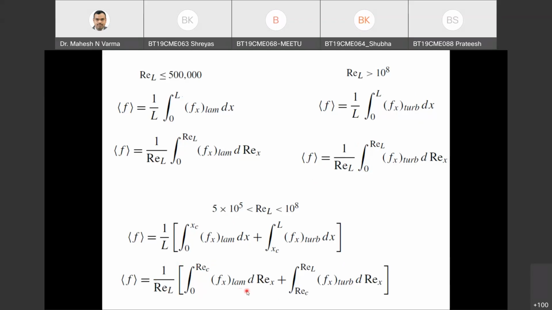So critical Re_c will be 500,000. This value of Re_c is 500,000. Re_c equals 500,000, below which flow is considered to be laminar, above which flow is considered to be non-laminar or turbulent flow. Re_c equals 500,000.